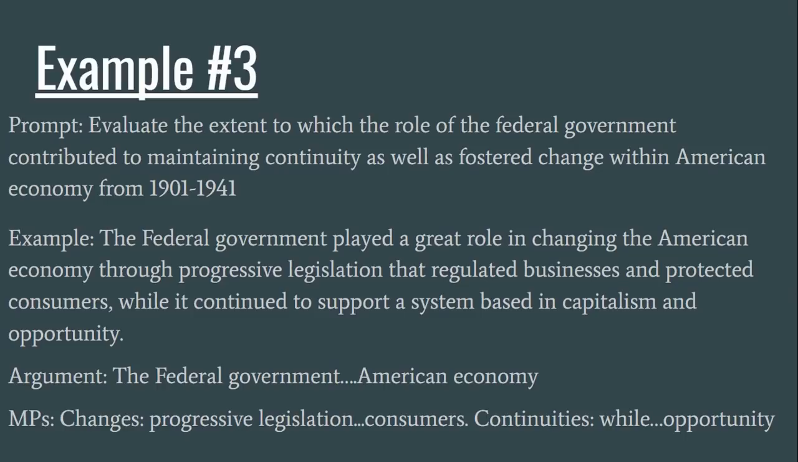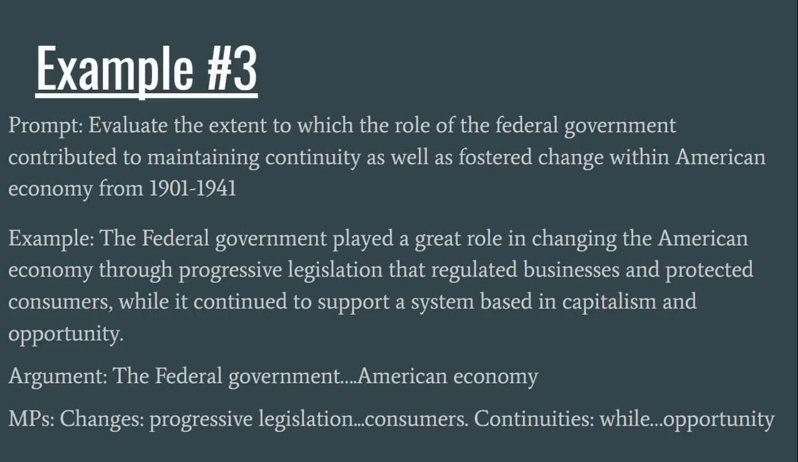So main points first. In this time period, you have two eras of great progressive change, 1901 to 1920 with the Progressive Era, and 1933 to 1941 with FDR's New Deal. What changed a lot was the government regulated businesses and protected consumers. It did other things as well, but remember, this is a thesis. Keep it concise. And what was the continuity?